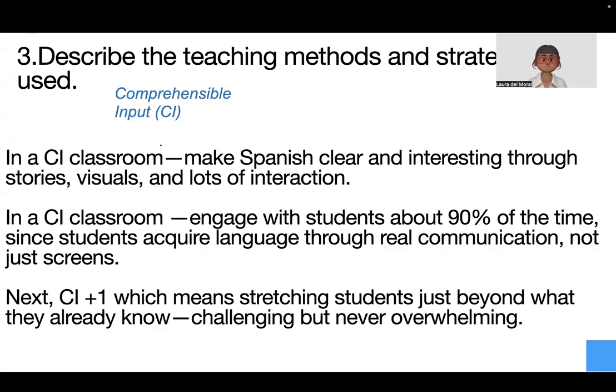When you have a CI classroom, you're making Spanish very clear. You're making it very interesting through stories that the students can relate to, visuals that the students can relate to. And of course, there's a lot of interaction happening in the classroom. The students have to engage with the teacher 90% of the time so they can acquire the language, because they're acquiring the language through real communication, not just screens. Having the kids on a computer, it's not acquiring the language.